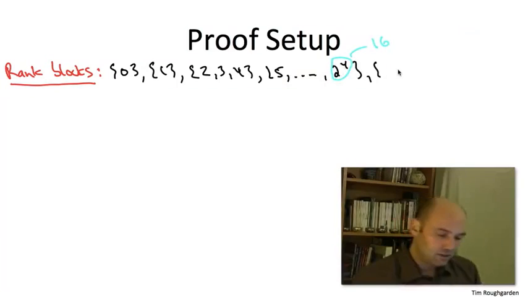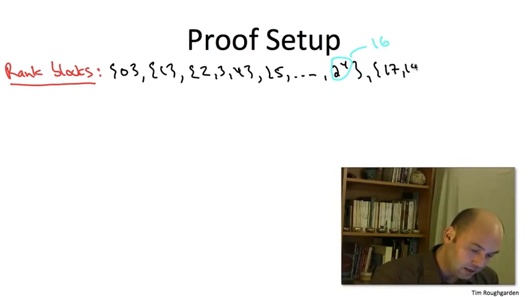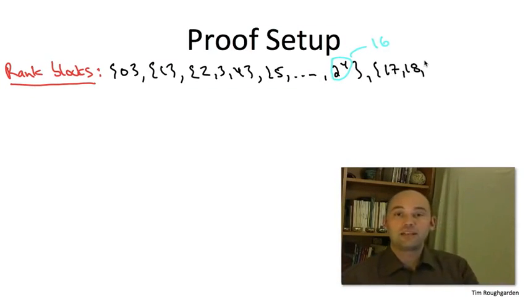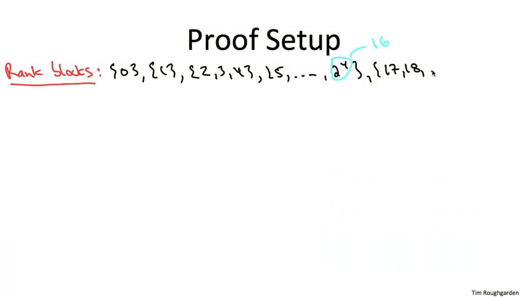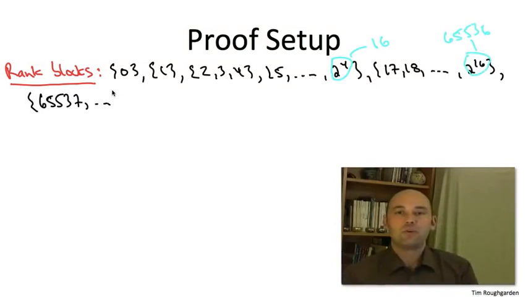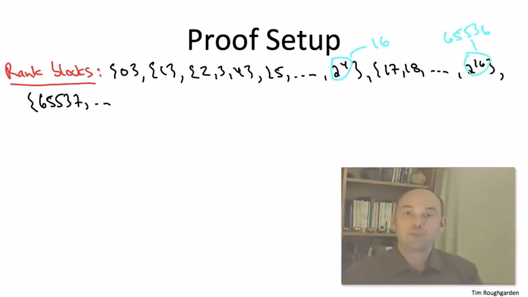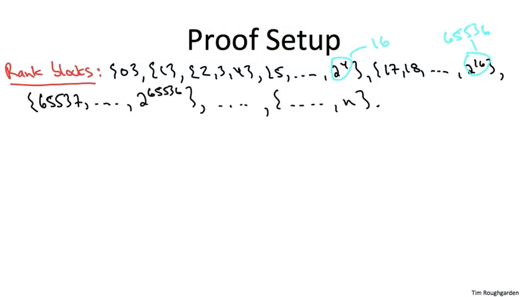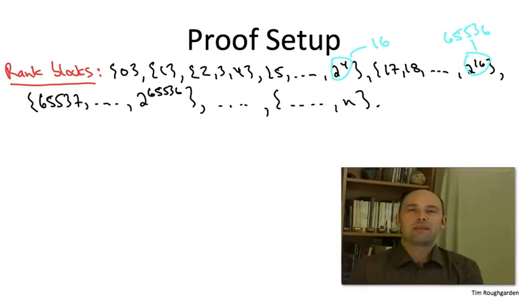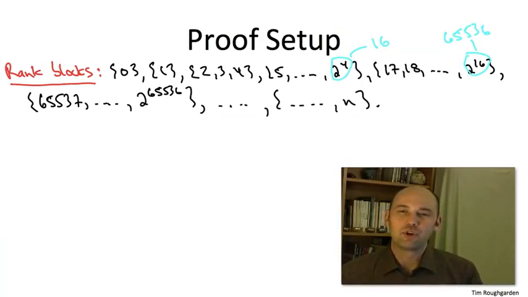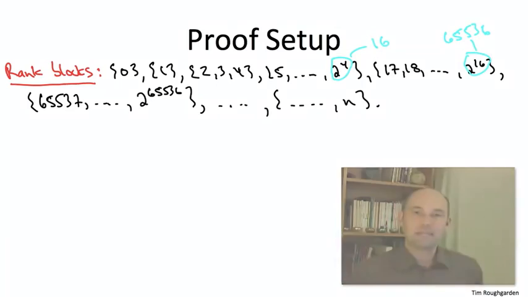The next block then starts at 17 and goes up to 2 raised to the last rank of the previous block. So 2 raised to the 16, also known as 65,536. And so on until we have enough rank blocks that we capture n. Actually, if you think about it, because ranks can only be log n, we only have to go up to log n. But that actually doesn't affect anything by more than a constant. So let's just go ahead all the way up to n.